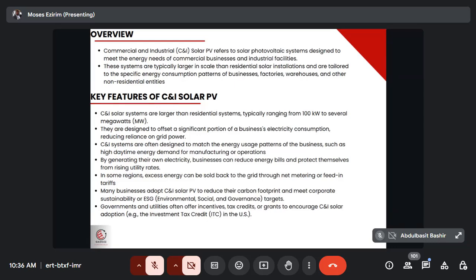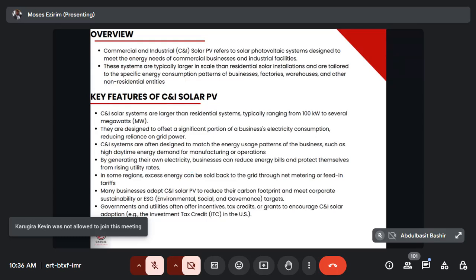All right. So now, by generating their own electricity, businesses can reduce energy bills and protect themselves from rising utility bills. Just like I mentioned, the government can wake up tomorrow and decide that they want to increase the bill to 300. You don't have to panic if you have solar integrated into your system.